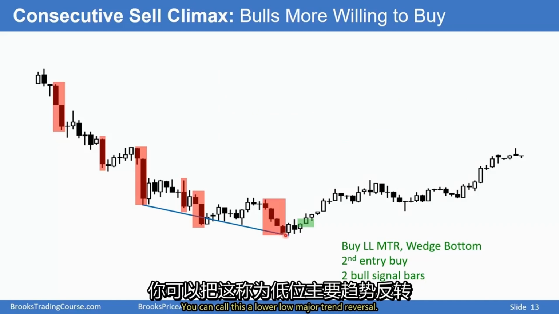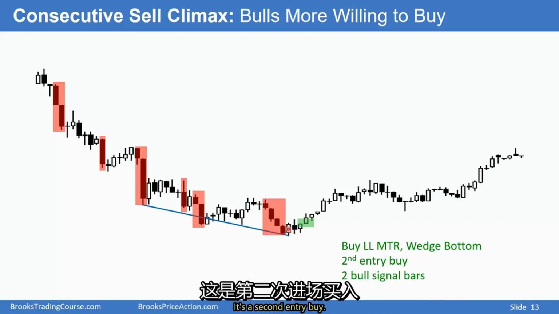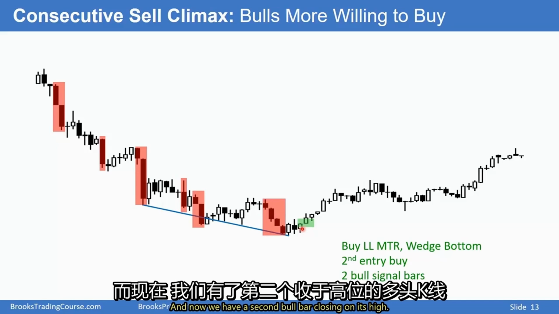You can call this a lower low major trend reversal. We have a bear trend, a weak bull breakout, and a lower low. It's a second entry buy. First entry did not go very far. And now we have a second bull bar closing on its high.